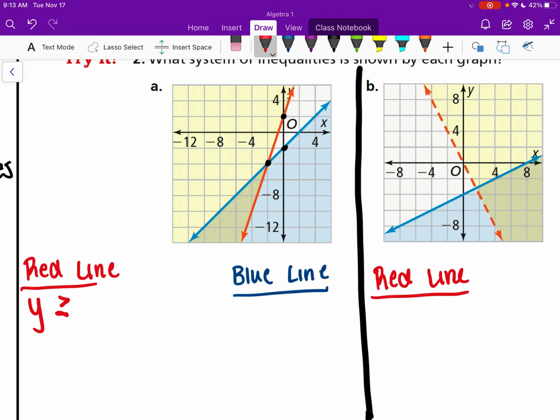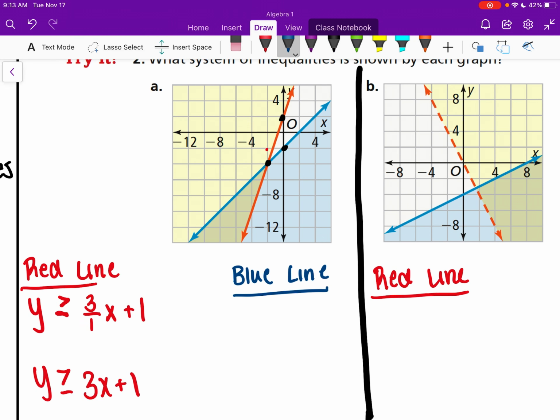Let's find our slope going rise over run from one point to another on the line from left to right. We go up 1, 2, 3 over 1. So that's going to be a 3 over 1x. And our y-intercept is at positive 1. So that line is y is greater than or equal to 3x plus 1. Let's do the blue line now.